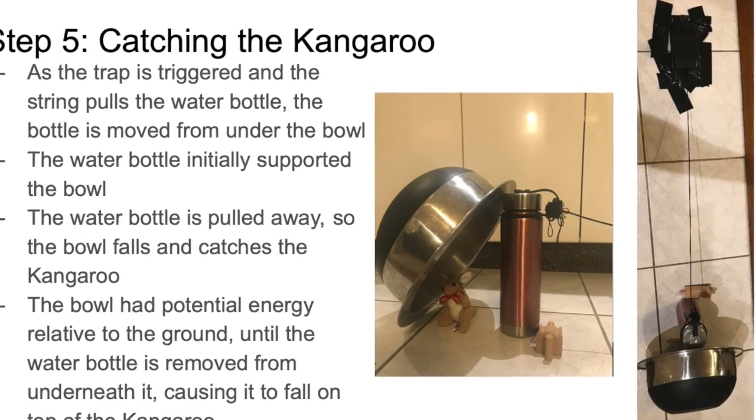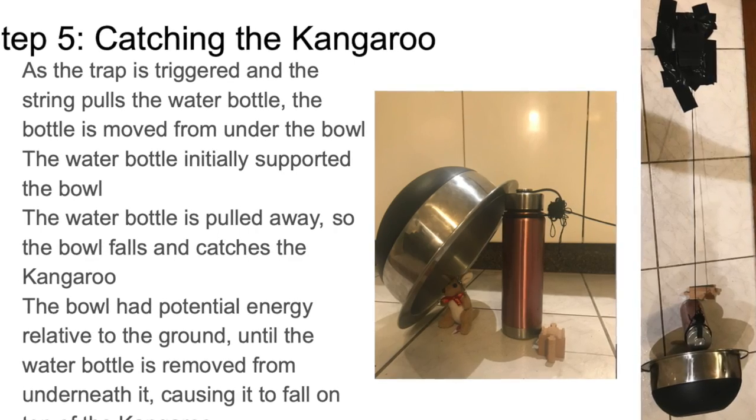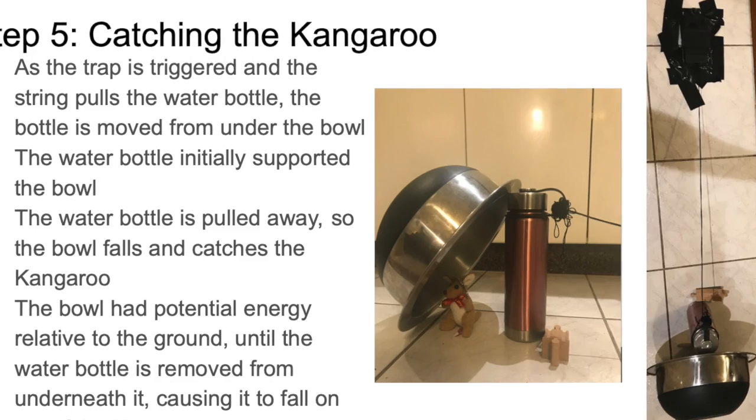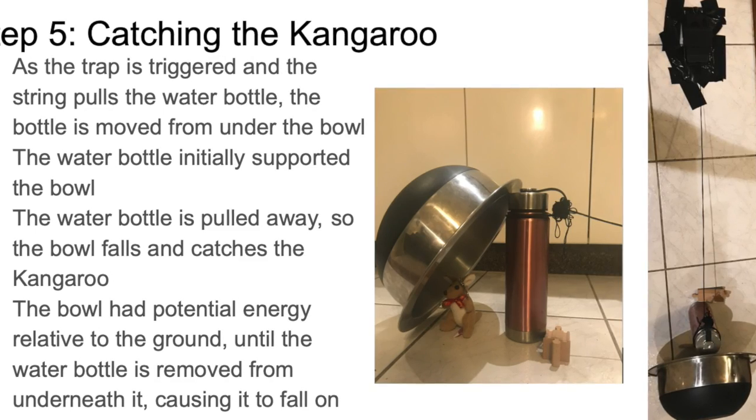The bowl had potential energy relative to the ground until the water bottle is removed from underneath it, causing this energy to become kinetic energy that is applied to the bowl, making it accelerate downward to the ground, catching the kangaroo. Overall, this project taught me a lot about conservation of energy and the idea that energy from one mechanism was transferring to the other.